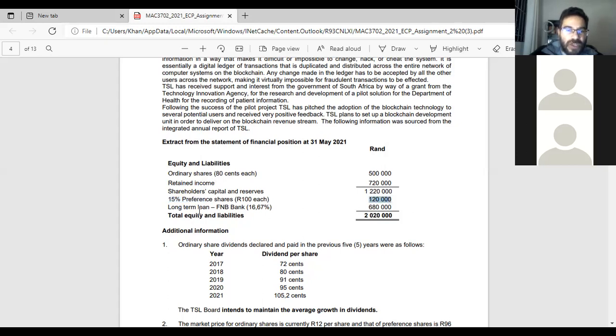And then we have a long-term loan, an FNB bank, 16.67. So this here is the coupon rate. This is the rate agreed upon between TSL and FNB. This is the rate that FNB is going to use to calculate how much interest TSL must pay them. There we have our total equity and liabilities, which is 2 million Rand.